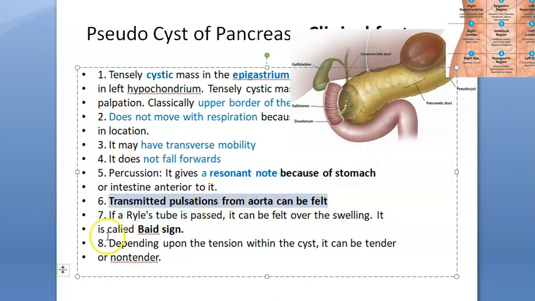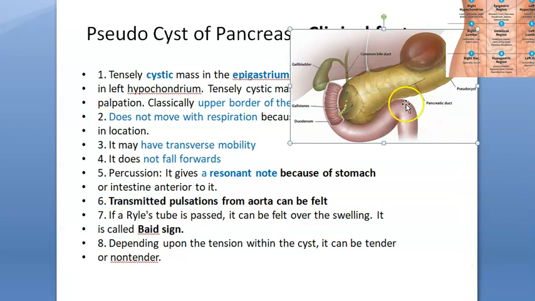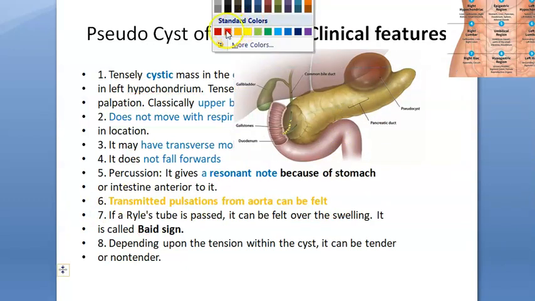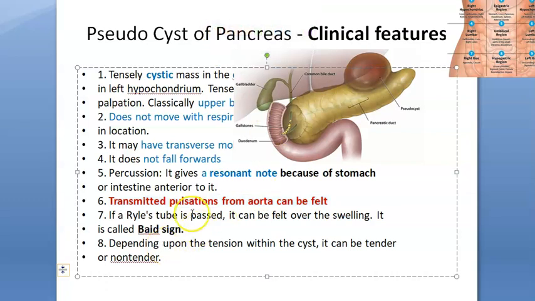Transmitted pulsations from the aorta can be felt. Why? Because it is a cystic mass. So pulsations from the aorta can be felt on this mass. This is very interesting. From the aorta, that means that has the blood, so you can feel the pulsations. If a Ryle's tube is passed, it can be felt over the swelling.